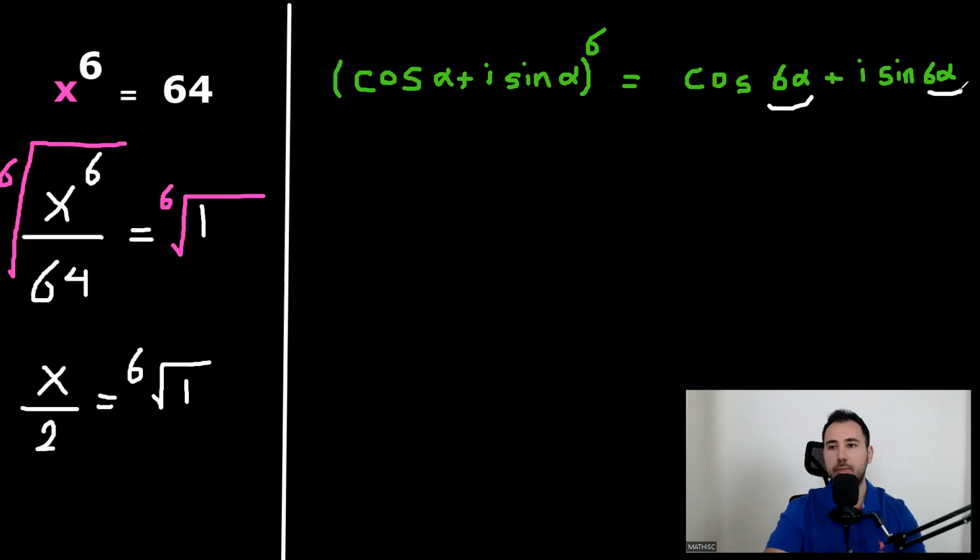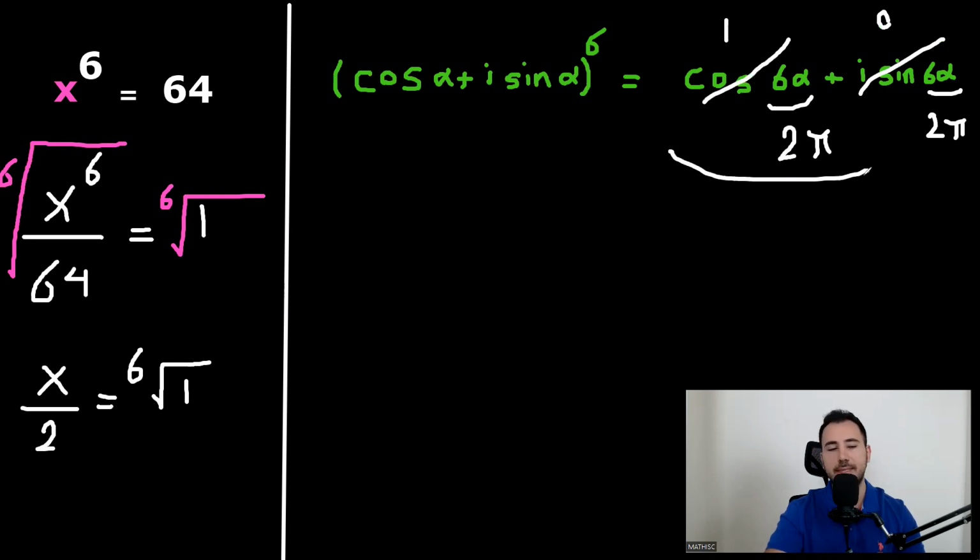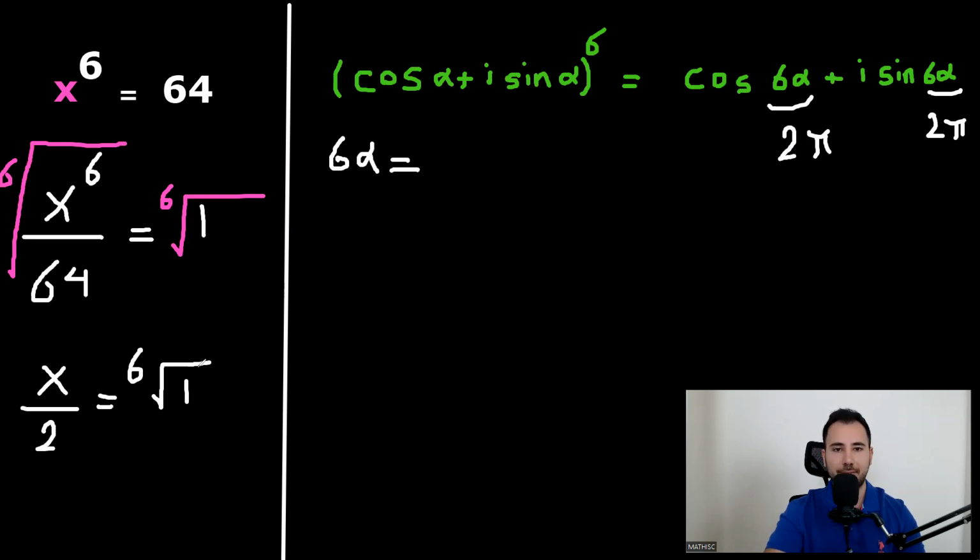So now, instead of 0, for 6 alpha I could also write 2 pi. Also 2 pi. When we write it again, see, this would again be 0. This would again be 1, right? So all of this is still 1. Okay. So we know that 6 alpha is 2 pi. So for that reason, okay, alpha would be pi over 3.